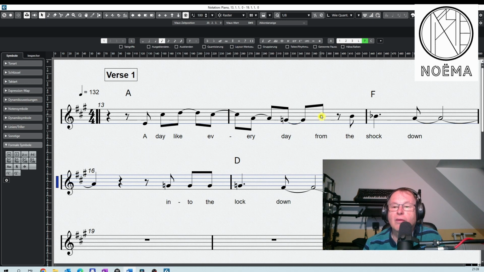And these two Bs, well, they build a kind of anacrisis to the third bar, so they lead to the third bar. And from there, the melody is really conjunct. So it's going down in full tones and half tones.